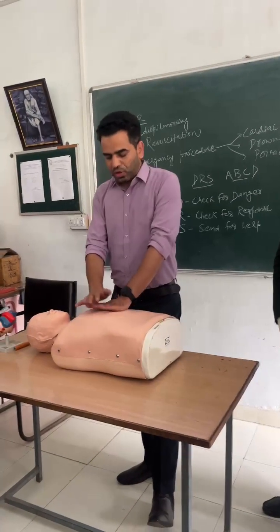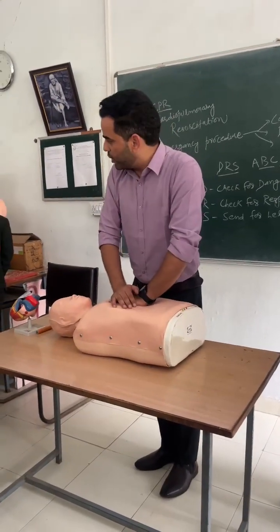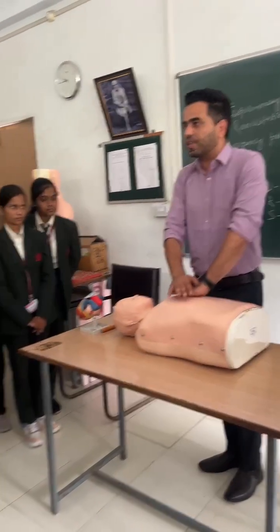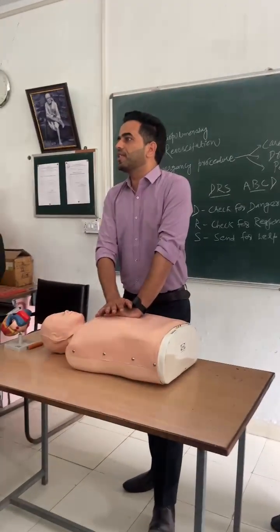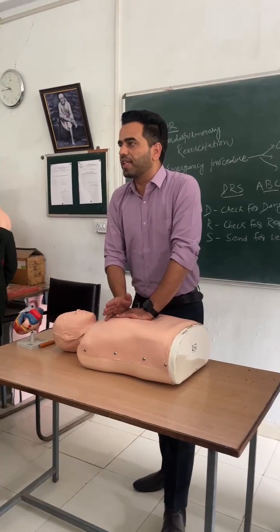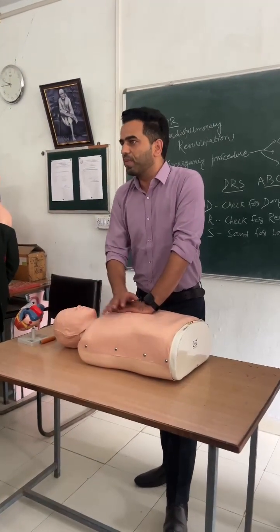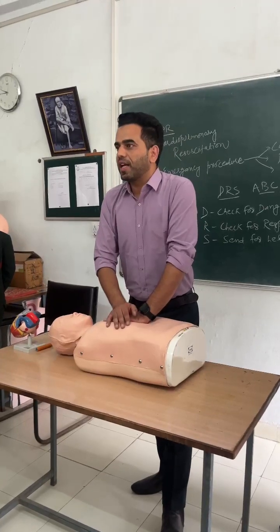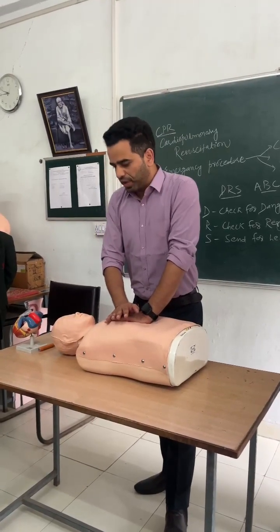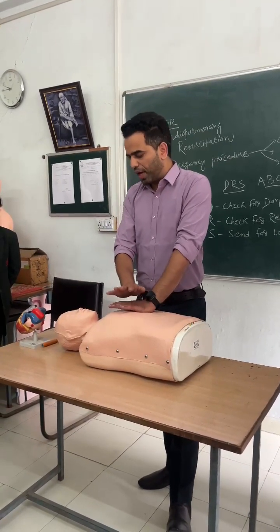By CPR, we restore the blood supply to vital organs like the brain. The brain is a vital organ. If the blood supply to the brain is stopped for almost 3 to 4 minutes, for example, a person will be brain dead. So this is an emergency procedure which can save lives, and everyone must know about this CPR procedure.